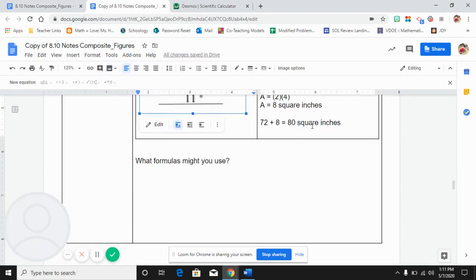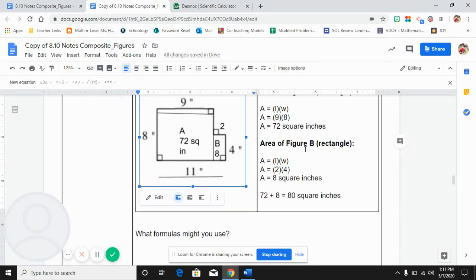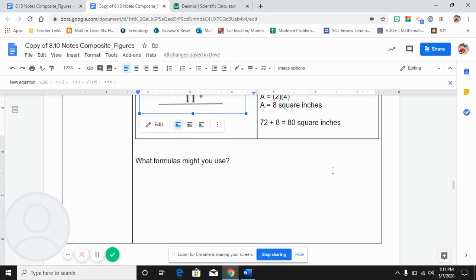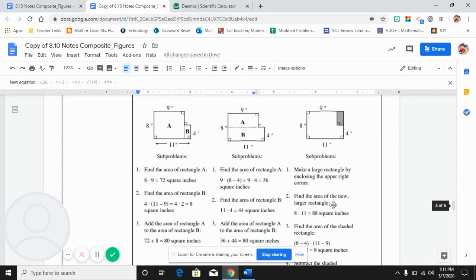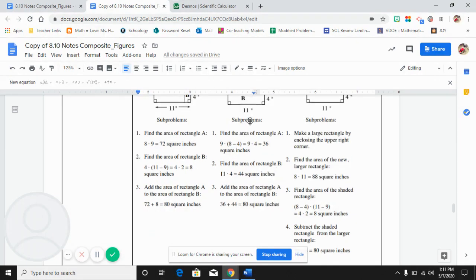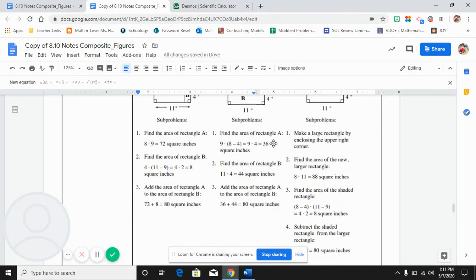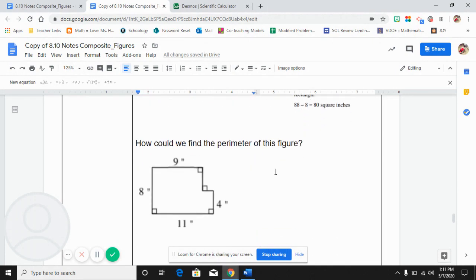So we talked about the formulas we used. In this case, they were both rectangles, so we used the rectangle area formula both times. That's not always going to be the case. Sometimes you're going to use a triangle formula or something like that. No matter how you break up the figure, this is how we broke it up, you might break it up a different way, we're always going to get the same answer of 80 square inches.